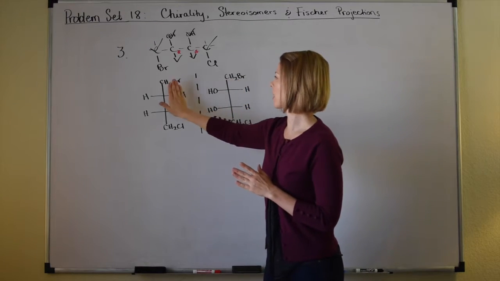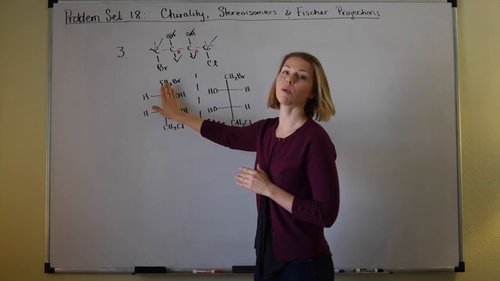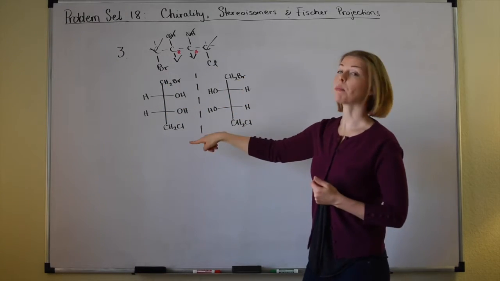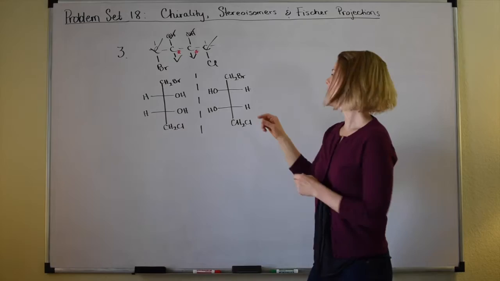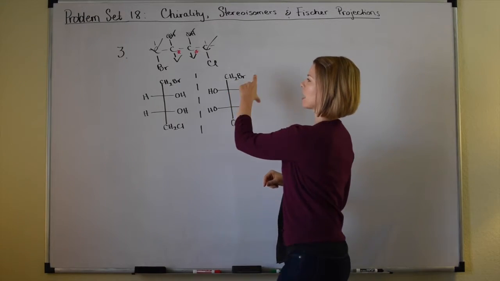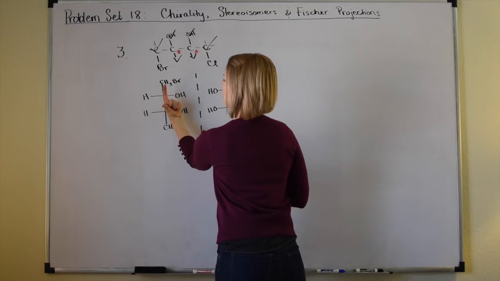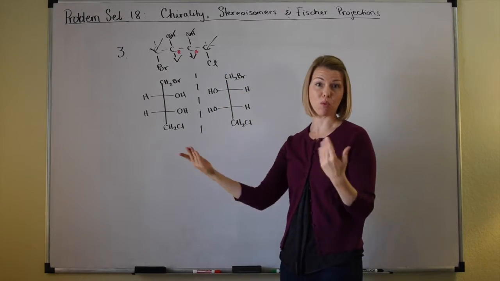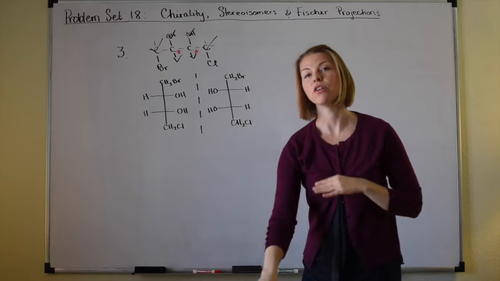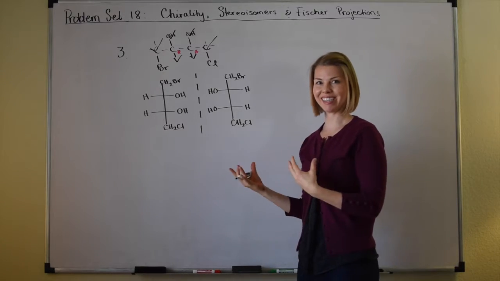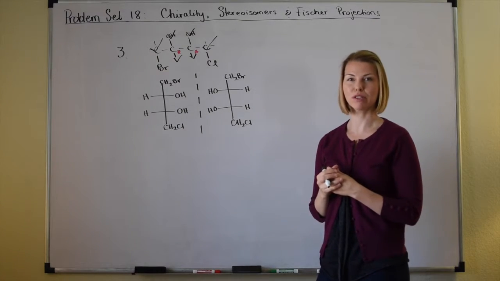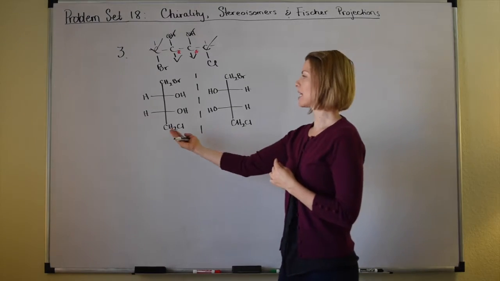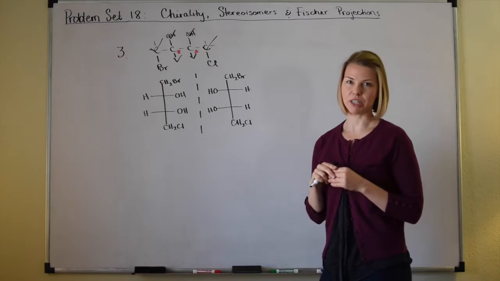If you move this one directly on top over here, the OHs will be on the wrong side. If you try to flip it, then your bromine will be on the wrong side. If you try to take it and flip it this way, then your carbon backbones are pointing the wrong way. So there is no way to orient this such that the two will superimpose. They are not identical. They are related as non-superimposable mirror images.